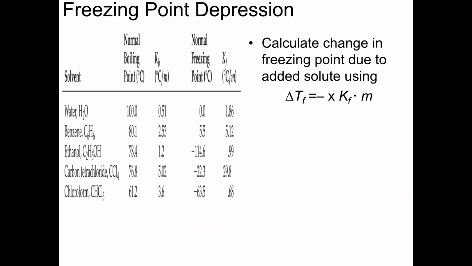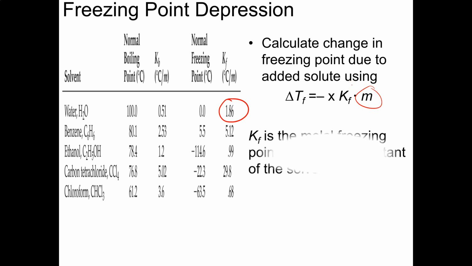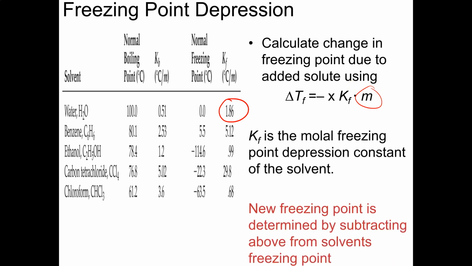All right, freezing point, similar. ΔTf is equal to negative x Kf m. x is still the number of particles. Kf in this situation is going to be 1.86, the constant. You don't have to memorize it. And m is still molality.